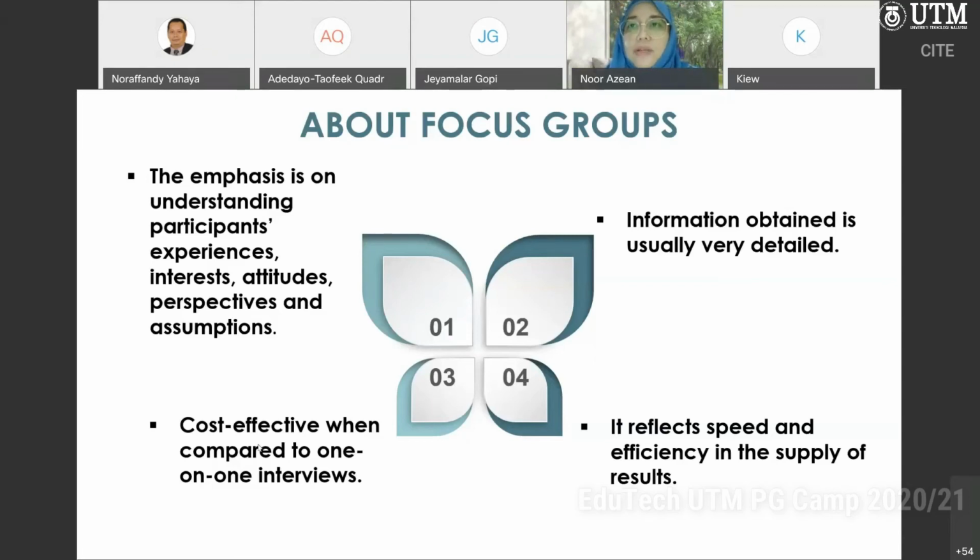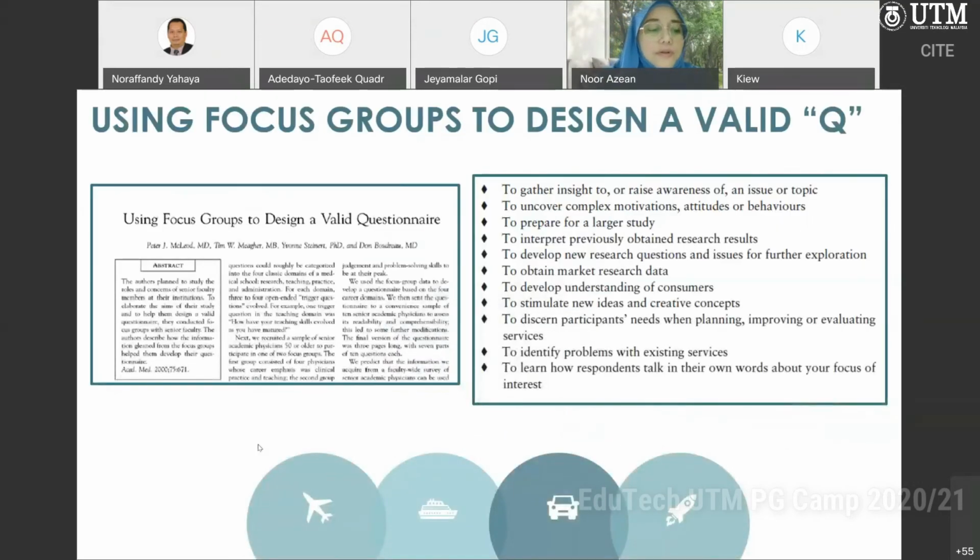Our favorite definition of the focus group, most of the time for the interview, is one which captures all the essential characteristics of what we did. The information obtained is usually very detailed when we go for the focus group, cost effective, and it reflects speed and efficiency in supplying the result because there are just 6 to 10 people in the group. Using the focus group, maybe we can also validate a questionnaire. It helps a lot.